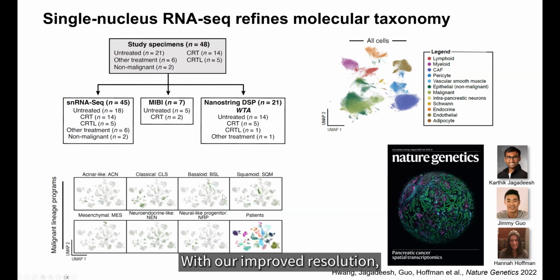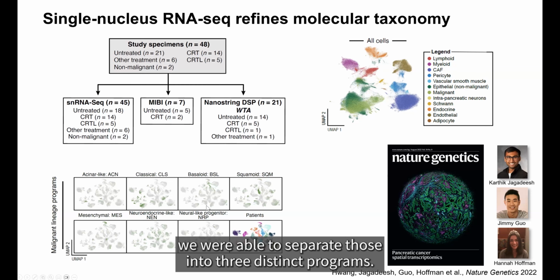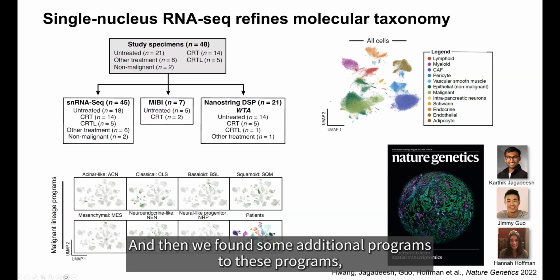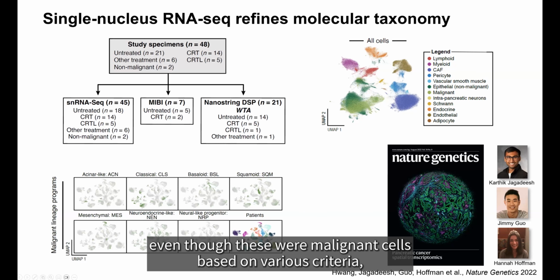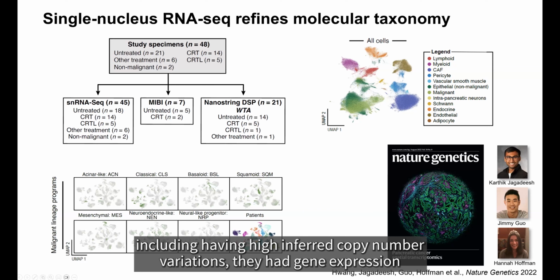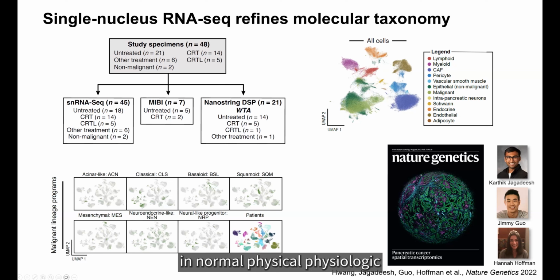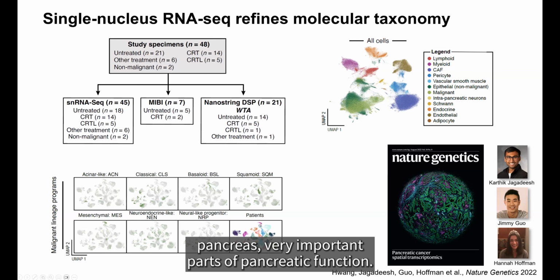With our improved resolution, we were able to separate those into 3 distinct programs: basaloid, squamoid, and mesenchymal. And then we found some additional programs. 2 of these programs, even though these were malignant cells based on various criteria, including having high inferred copy number variations, had gene expression programs that were reminiscent of acinar cells or neuroendocrine cells, which are in normal physiologic pancreas, very important parts of pancreatic function.